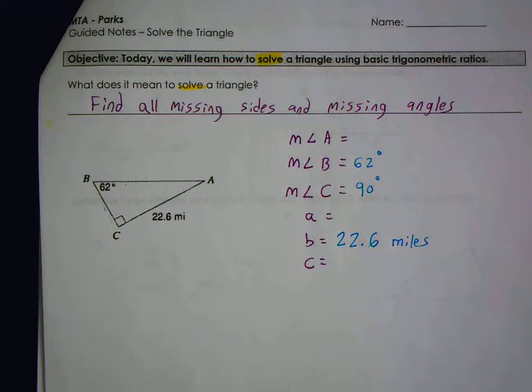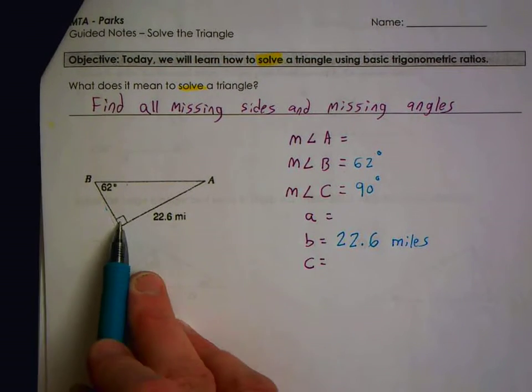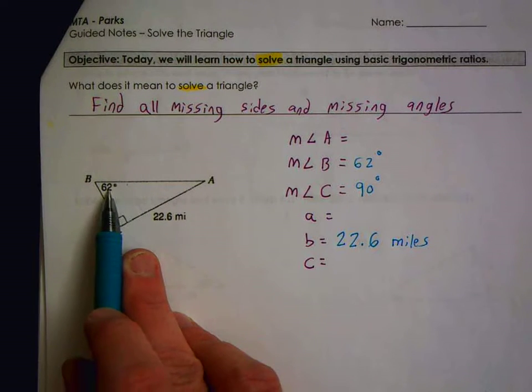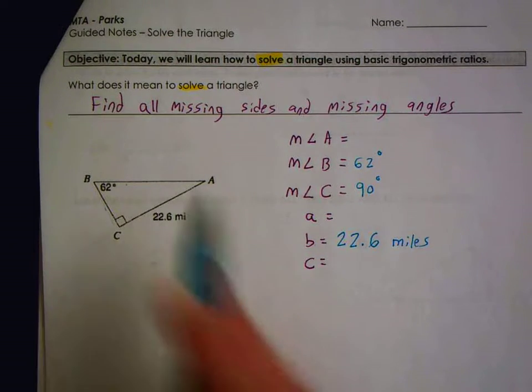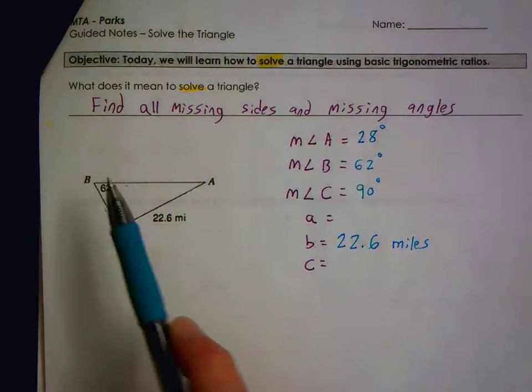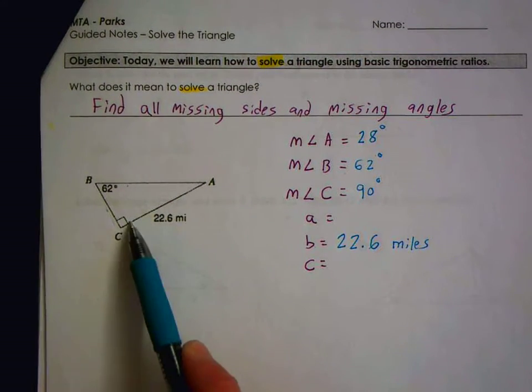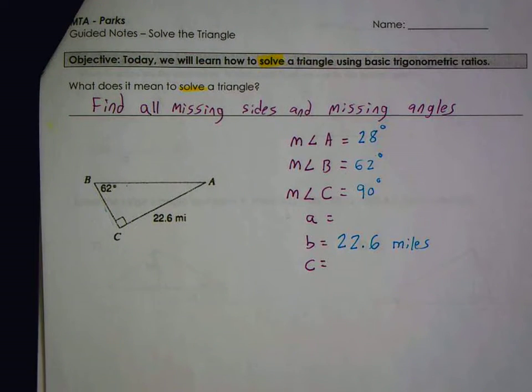I'm going to do the easy part first. Measure of angle A. I know that these three angles add up to 180. 180 minus 90 is 90. 90 minus 62, what, 28? So the measure of angle A is 28 degrees, because 62 plus 28 plus 90 adds to 180.